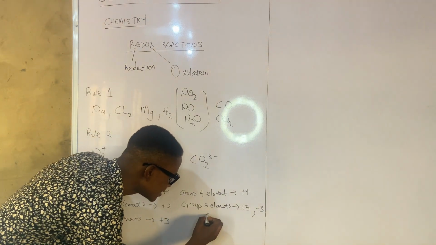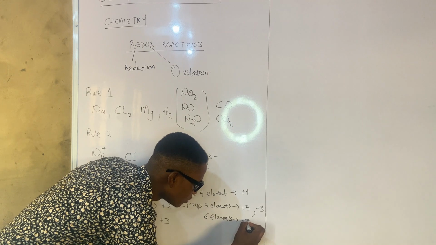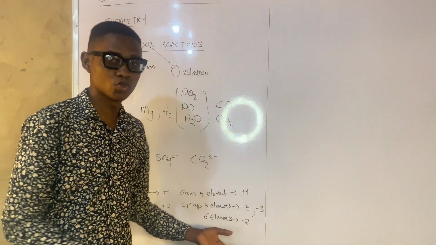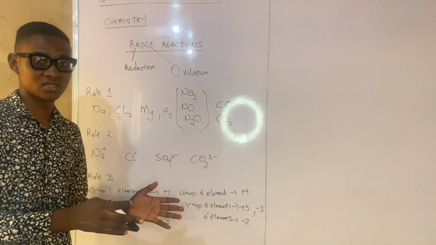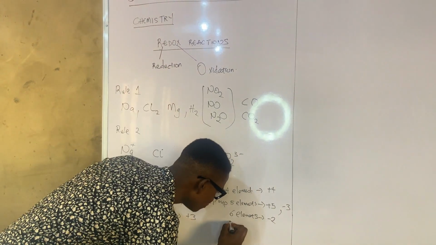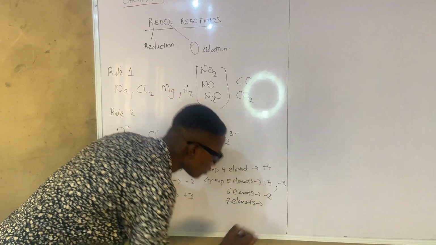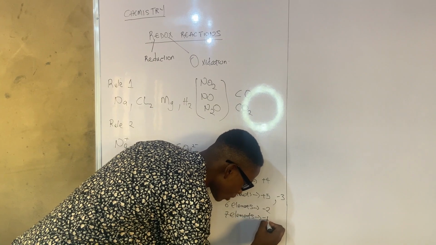So for group 6 elements, it is -2. The reason I say -2 for group 6 is that the most popular group 6 element is oxygen, and the oxidation number of oxygen is -2. And for group 7 elements, it is normally -1.